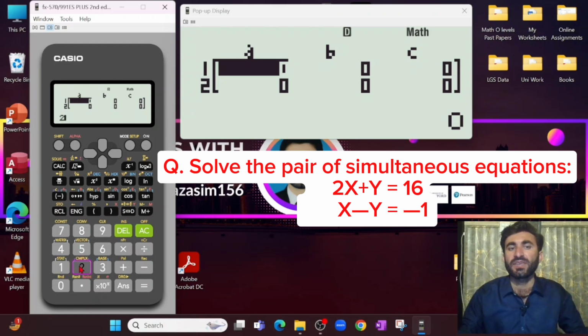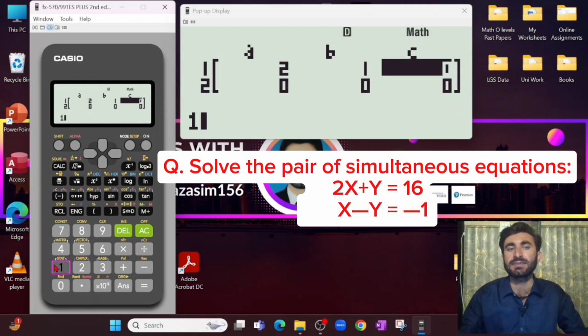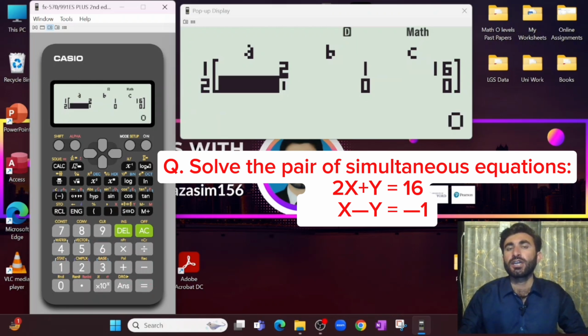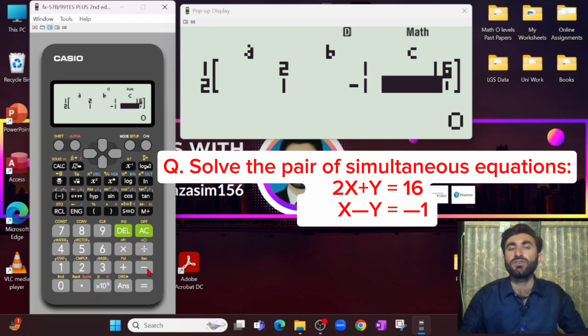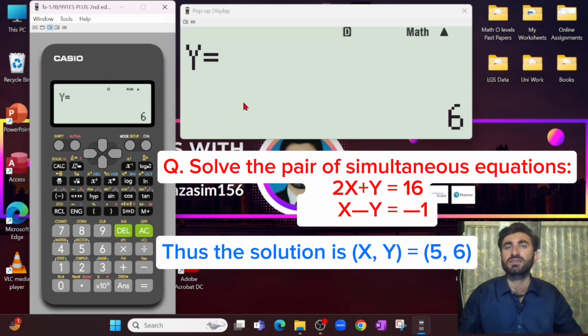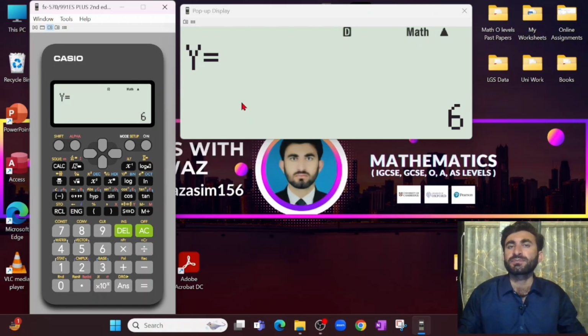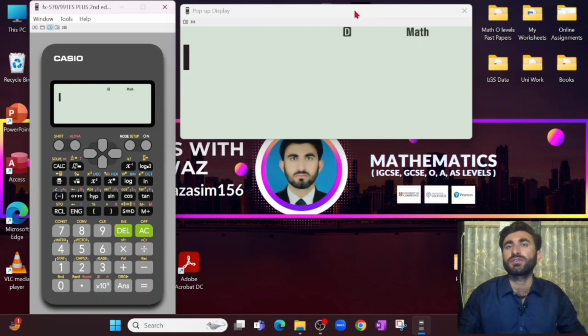So in the first equation, A is 2, press equal to, B is 1, press equal to, and C is 16, press equal to once again. Now coming to the second equation, the value of A is 1, the value of B is minus 1, press equal to, and the value of C is also minus 1, and press equal to once again to get the value of x which is 5, and press it once again, you will get the value of y which is 6. So that's how we solve the set of simultaneous linear equation. And in order to go back, you can see that we have to press the setup button and then 1, and you are back to normal mode.